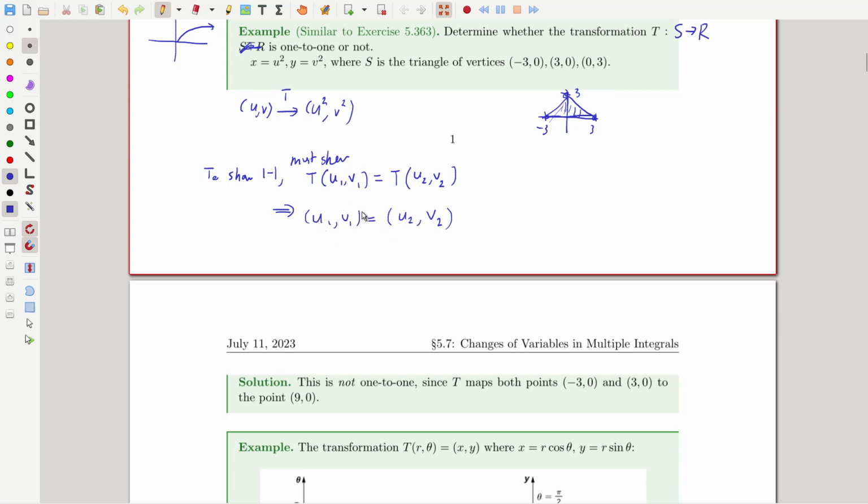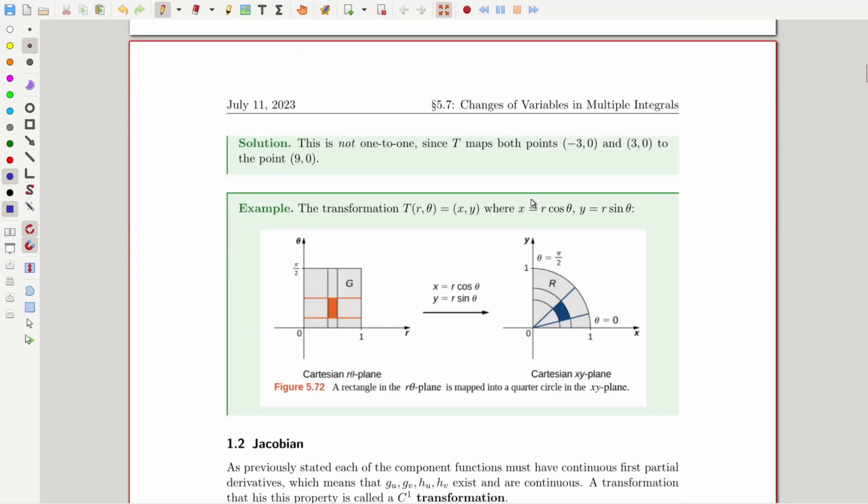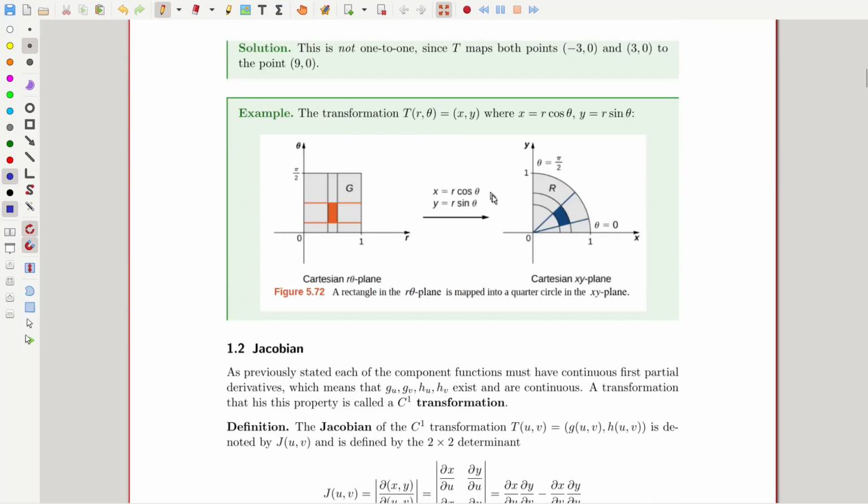So that's this statement, and we don't need to go into any further because you're probably going to be showing something is not one-to-one, which only requires finding a counterexample, finding 2 points that get mapped to the same point, thus violating one-to-oneness. Okay, let's continue. I just wanted to bring this graphic up.